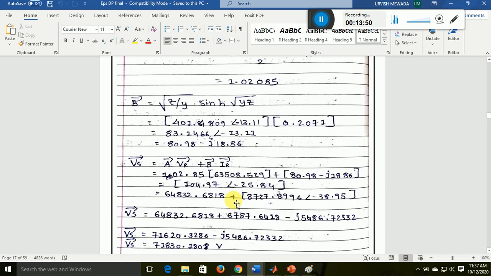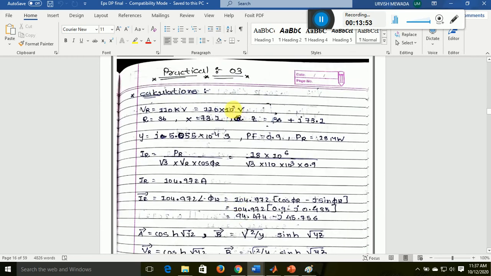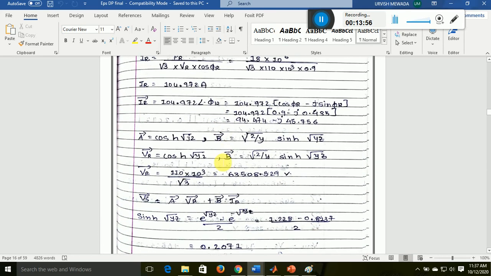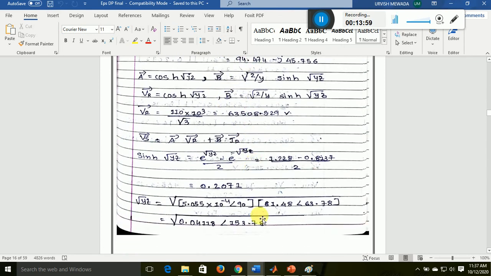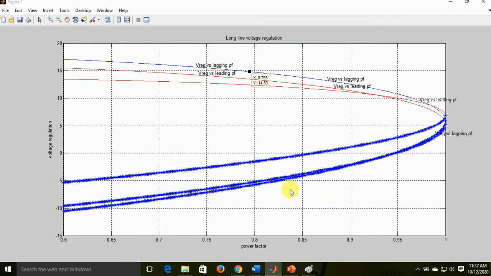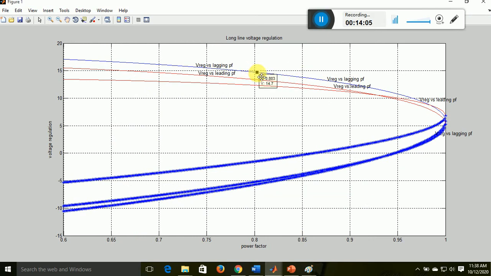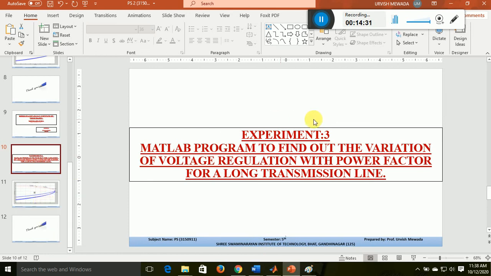So yes, for different values of the power factor, we can put the values, means we can find out the value manually this way. In the plot we can also scroll to find out the solution for different values of the power factor, means corresponding to the power factor, the voltage regulation will be like this. So this is how you can scroll the cursor on the plot, and you will get all the values that you fed according to the fed program. So this is what I have done for this experiment number 3.